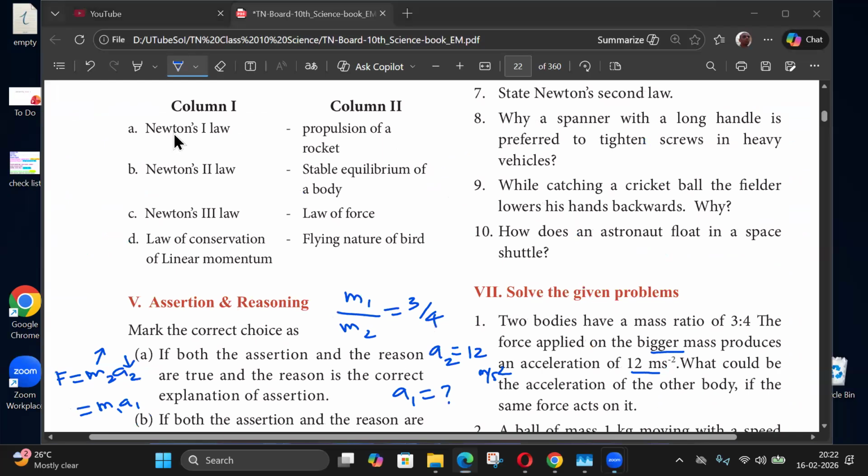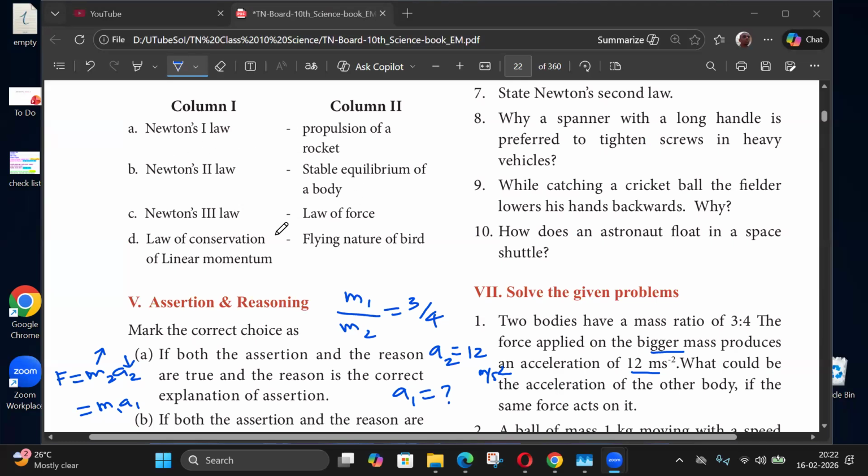This one again will test Newton's first law. See, whenever you match, you just read all the 4 and then see which is most appropriate. Because sometimes it will not be very clear, but what is the best answer you can give?